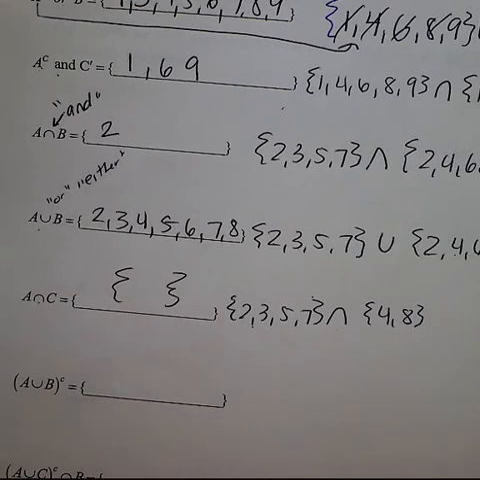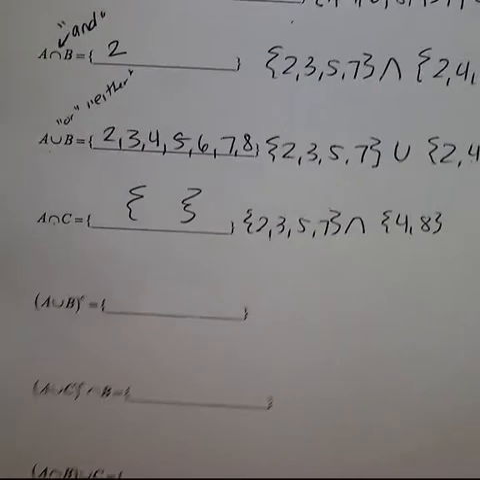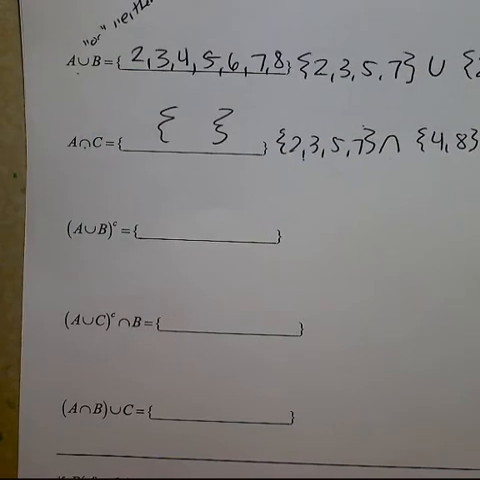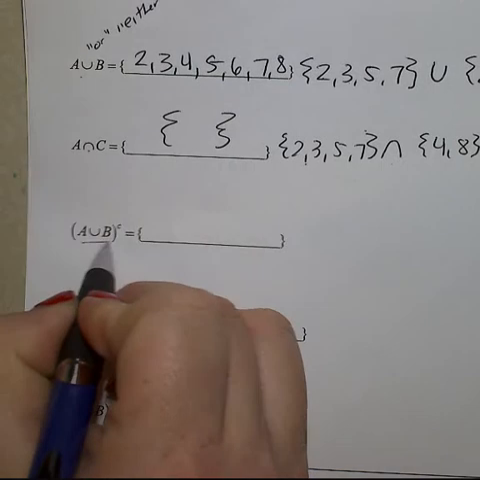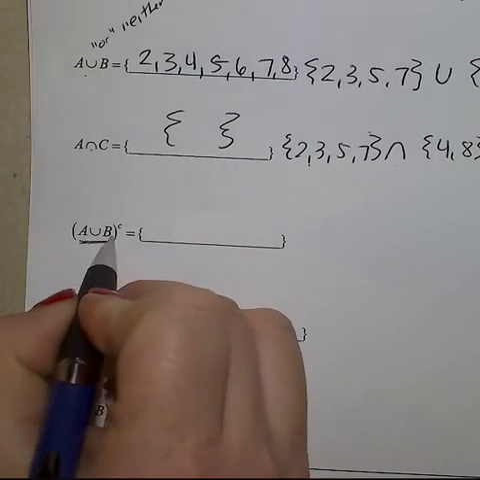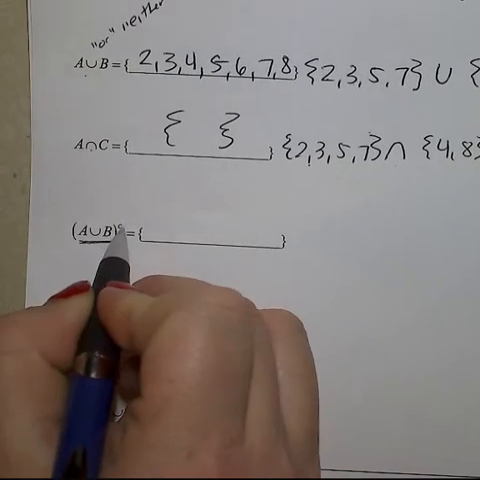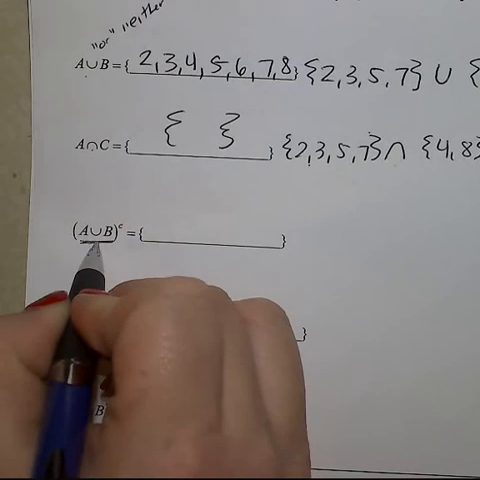The last three are a little bit trickier. So it's like a two-step process. First, I'm going to figure out what is A union B, and then I'm going to take the complement of it. So first of all, what is A union B?